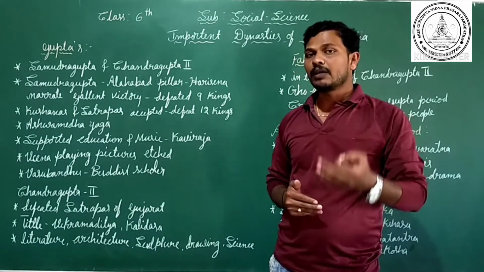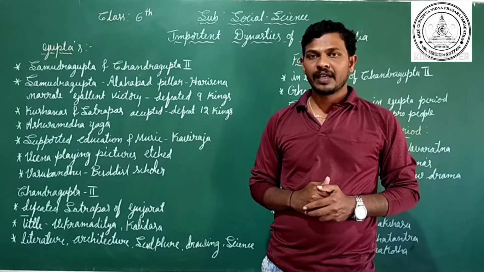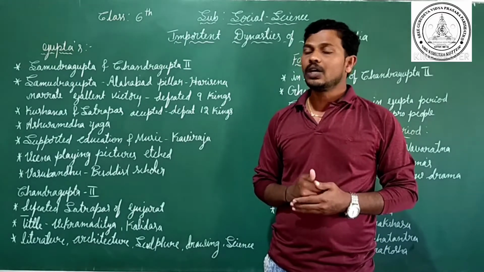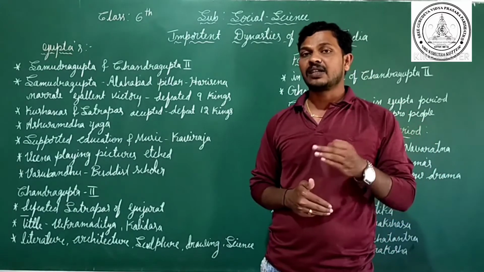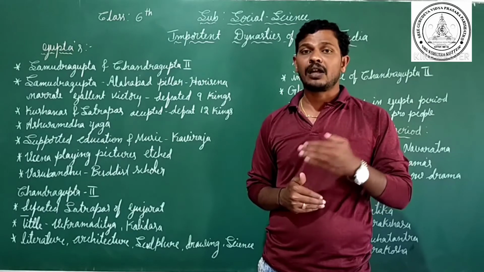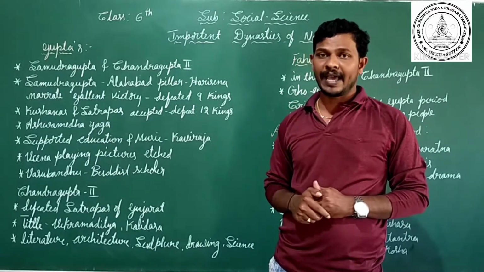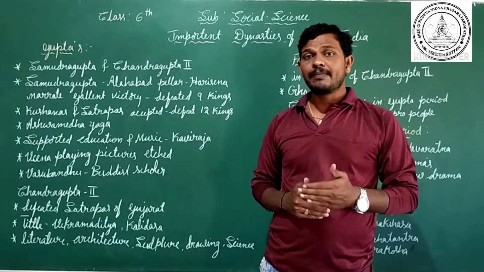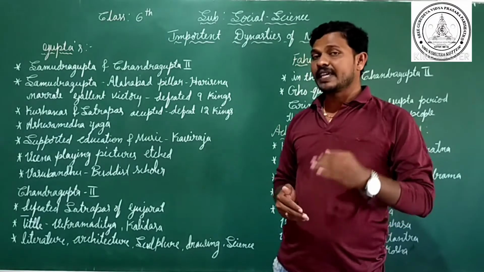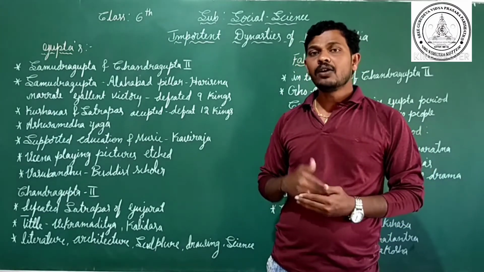One more important Gupta emperor was Chandragupta II. This Chandragupta II was also one of the important and prominent kings of the Gupta empire. He defeated the Satrapas of Gujarat. And he defeated many kings from the northern part and the southern part of India. He established his vast empire. Chandragupta II made many military achievements in the Gupta empire. He got the title Vikramaditya.